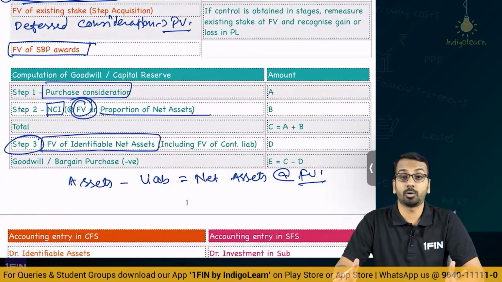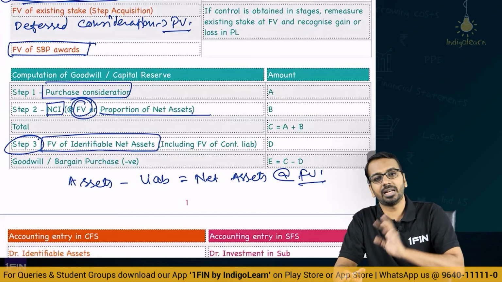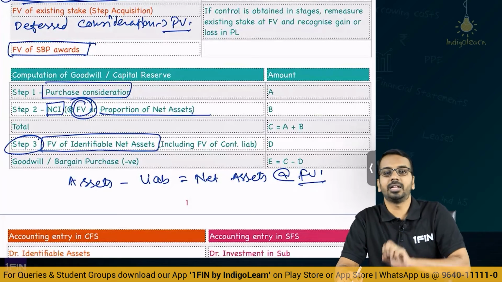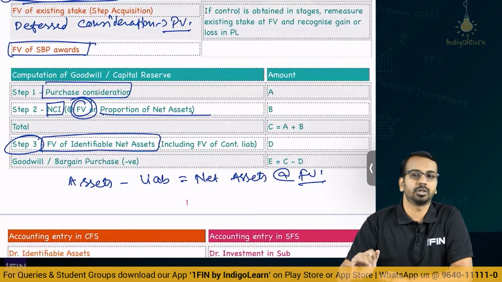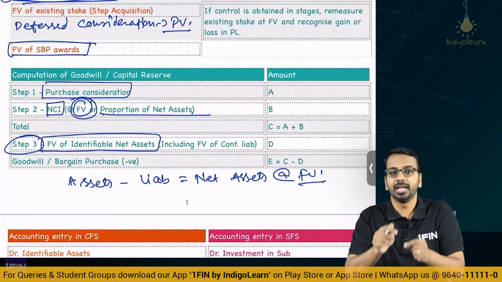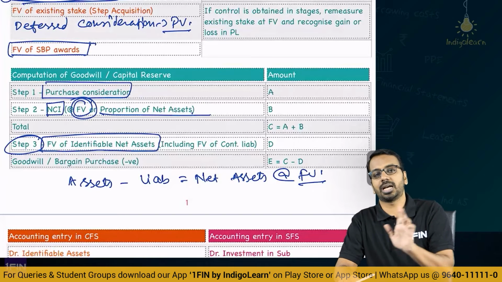Now, sometimes students have a doubt, sir, what if they did not mention anything? Then you have to see, have they given fair value of NCI? If yes, use fair value. If they have not given fair value of NCI, then you will use proportion of net assets method. Can we use the valuation used by the controlling entity to calculate non-controlling interest? You should not do that unless the question asks you to do.